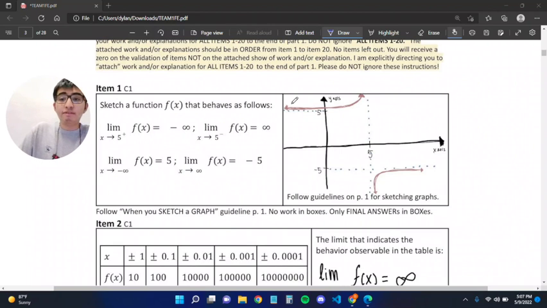As the limit of x approaches 5 on the positive side, f of x would be negative infinity, as shown here. And as x approaches 5 on the negative side, it'll be approaching positive infinity.